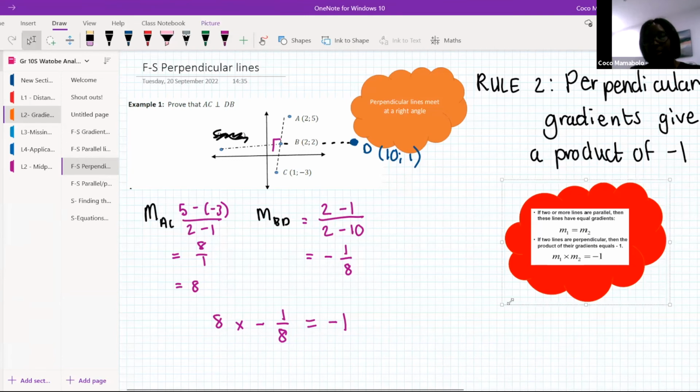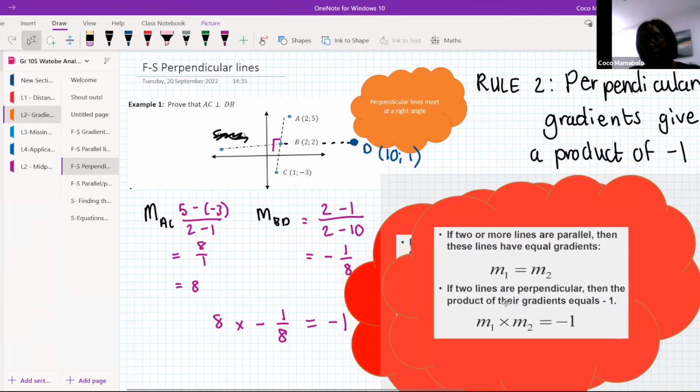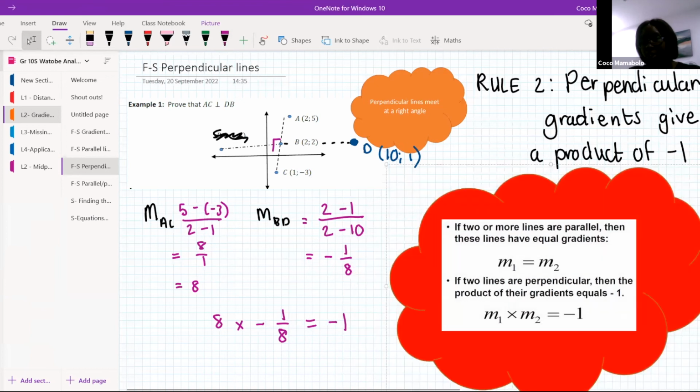Okay, and just for good measure, we're going to take the two rules. If you want to take a screenshot, there it is. If two or more lines are parallel, then these lines have equal gradients. That's rule number 1, Asanda. This one over here is rule 1, and this one over here is rule 2.